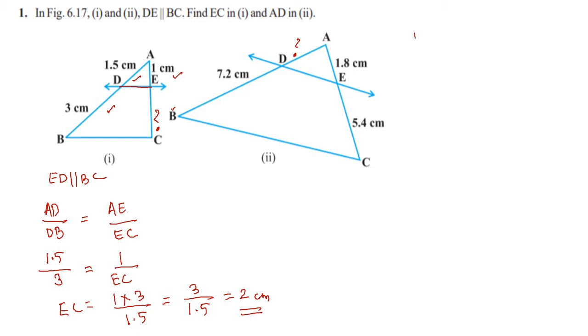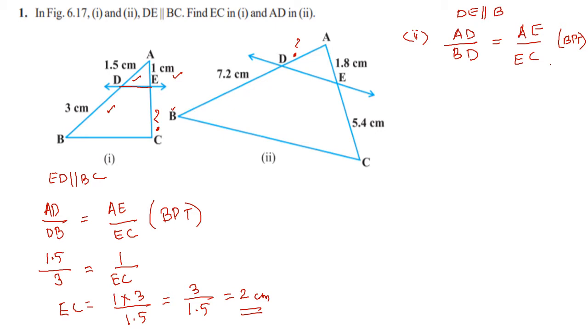The second question, if you see, the second one, it is given the same way by using BPT. By using BPT, we can write here AD by BD is equal to AE by EC. This is again by basic proportionality theorem. Why? Because it is given that DE is parallel to BC. These two are parallel. When these two are parallel, then the sides are proportion.